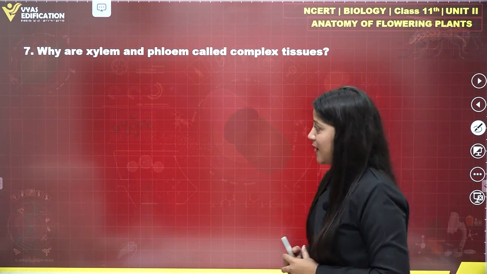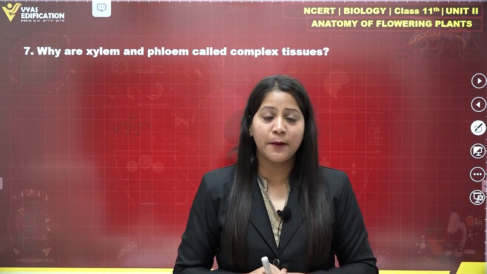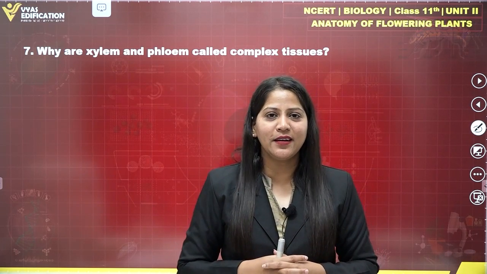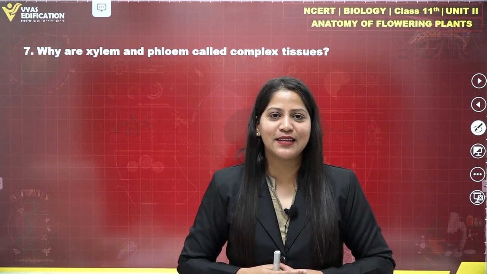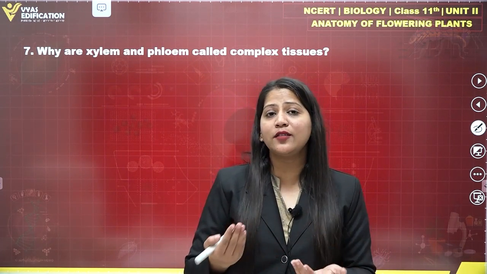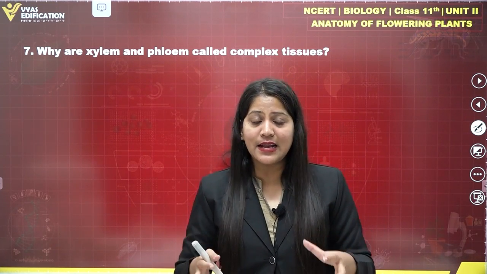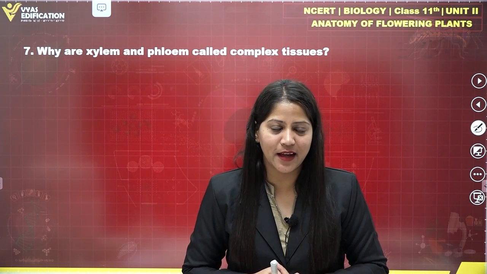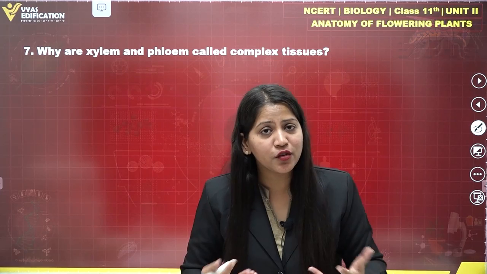Right, so to answer this, we know that tissues are made up of cells, right? When cells group together, they form tissue. But the question is asking that xylem and phloem are known as complex tissue. Why are they known as complex tissue? Obviously, we know that when the cells group together, they form tissue. But why are xylem and phloem known as complex tissues?